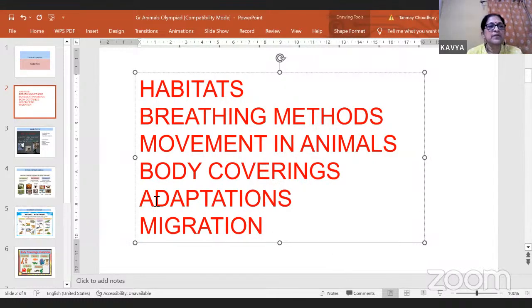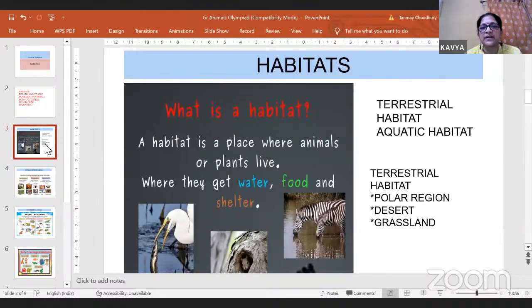Okay, we'll start with habitat. What is a habitat? Habitat is a home. Any home, any place where the animal or plant lives comfortably is known as its habitat. For example, the habitat of cactus is desert. The habitat of camel is desert. The habitat of fish is a pond or sea or a river or ocean. So anywhere any plant or animal can live comfortably is known as its habitat.